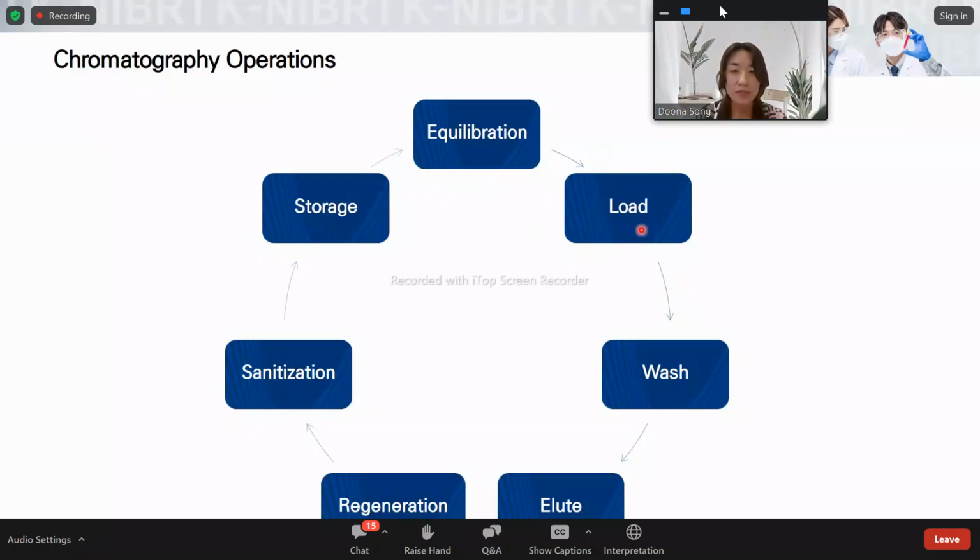Next, load. In this step, we load the sample onto the column. The sample contains the mixture we want to separate. Proper loading is crucial for achieving optimal separation of the components in the mixture.